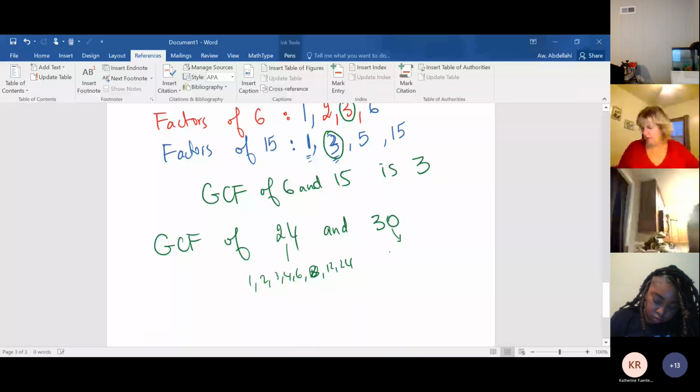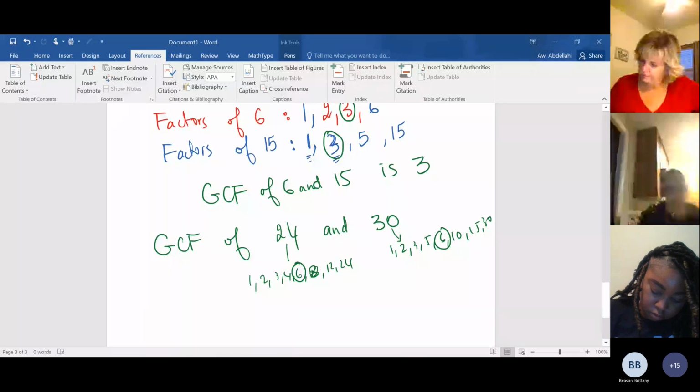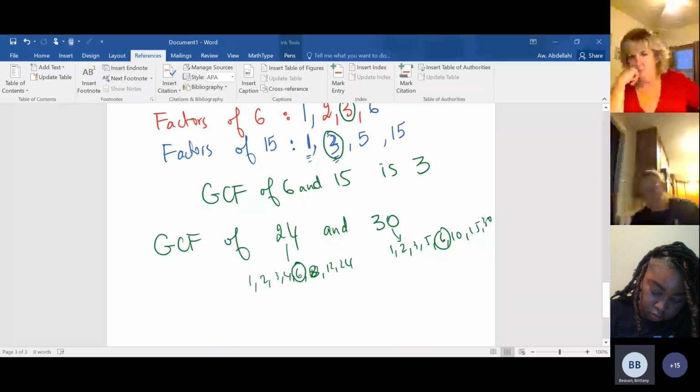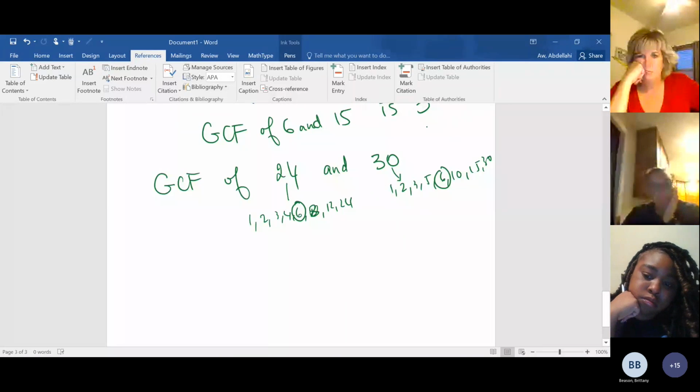And for 30, we have 1, 2, 3, 5, 6, 10, 15, and 30, right? The common factors are 1, 2, 3, and 6, and the biggest one is 6. But again, I insist, if the numbers are not too big, you don't have to waste your time writing the whole list, okay? So the GCF of 24 and 30 is 6.